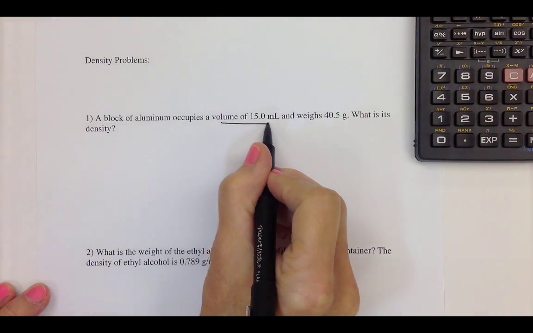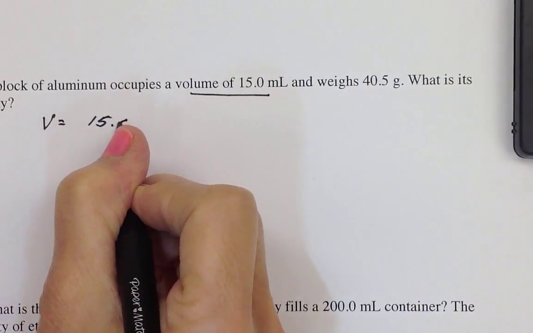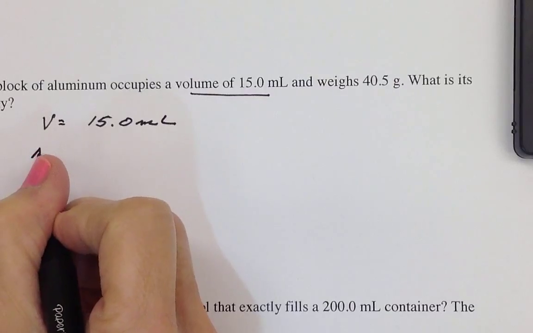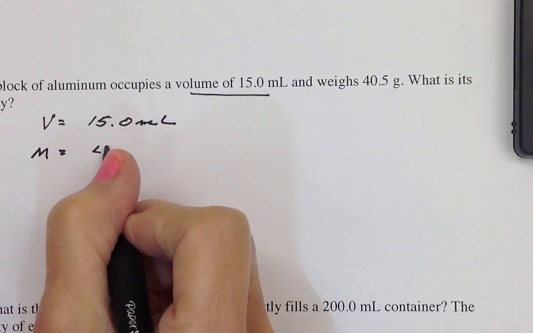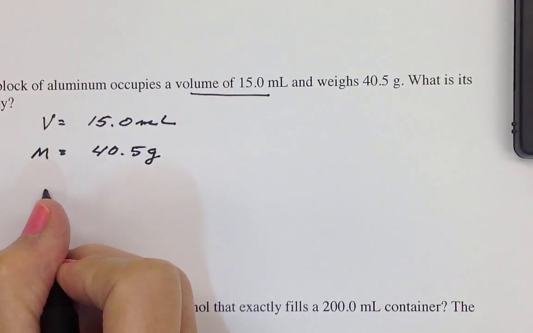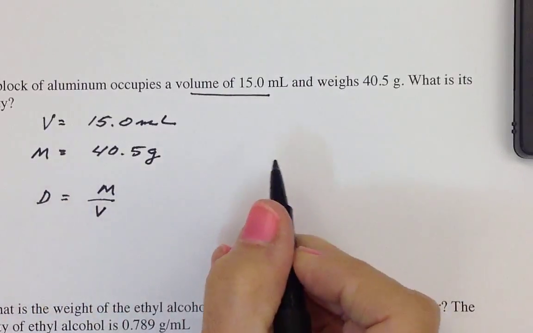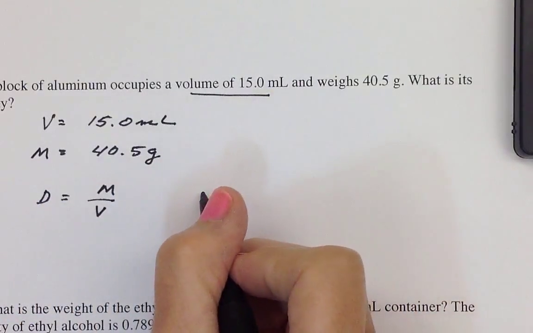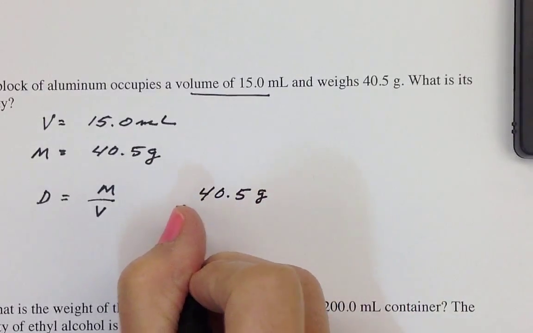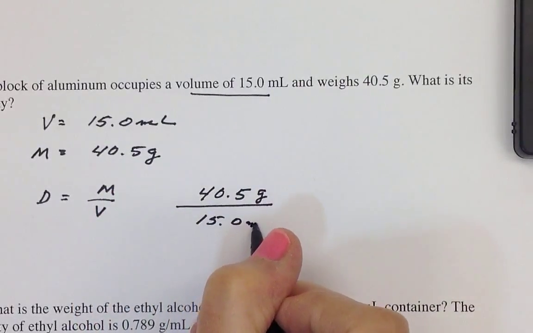What do we have? We have volume. Volume equals 15.0 milliliters. And the mass is equal to 40.5 grams. We know that density is equal to mass over volume. Therefore, we're going to plug in the mass, which is 40.5 grams, and divide it by 15.0 milliliters.